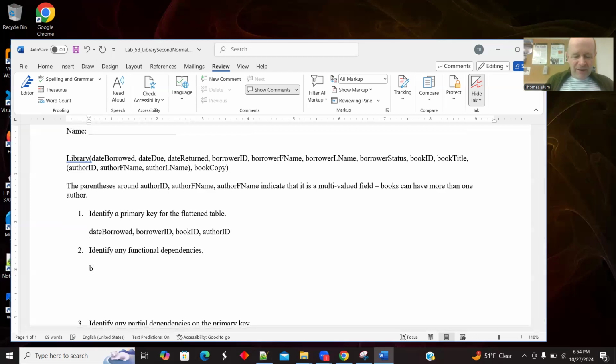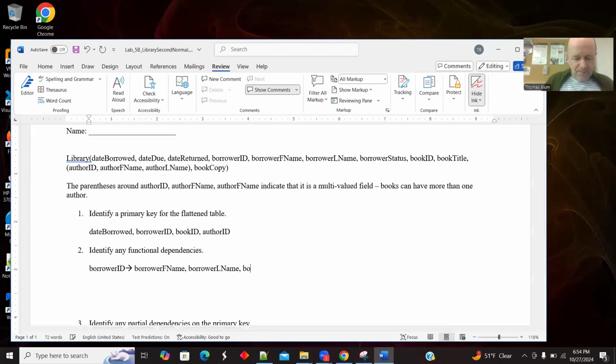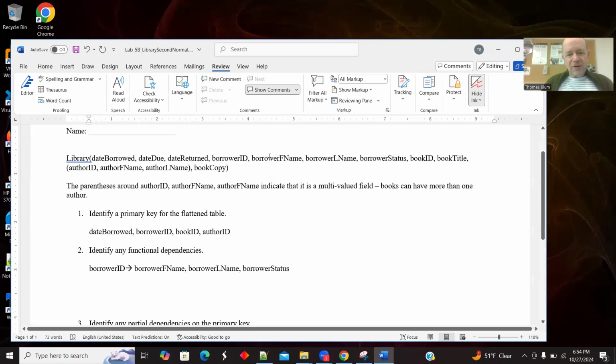The borrower ID is going to tell us the borrower first name and borrower last name. That seems so. This field and borrower status. So those all seem to depend on just borrower. The book ID is going to tell us the book title.